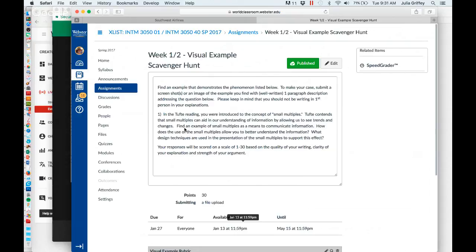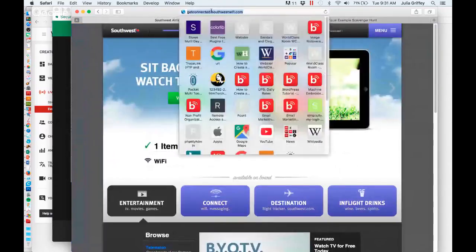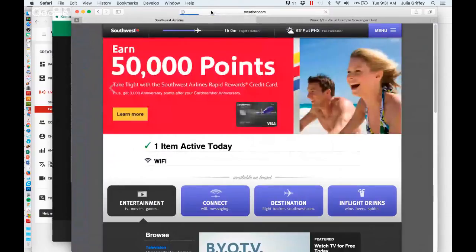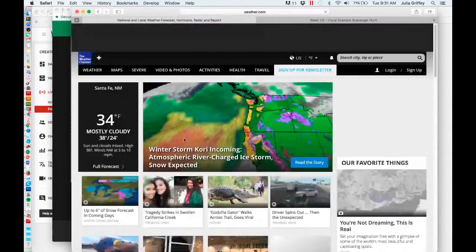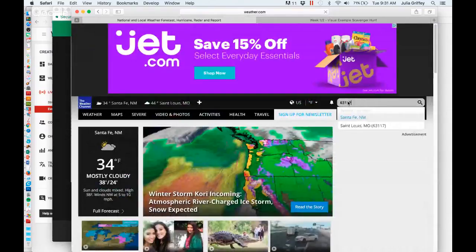Small multiples help communicate changes over time. So for example, when you're looking at a diagram of the weather, I bet if we just go on weather.com, we'll be able to see this effect. So if we look at the 10-day forecast, look at it in Webster.